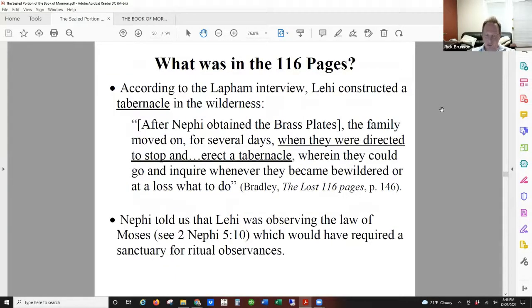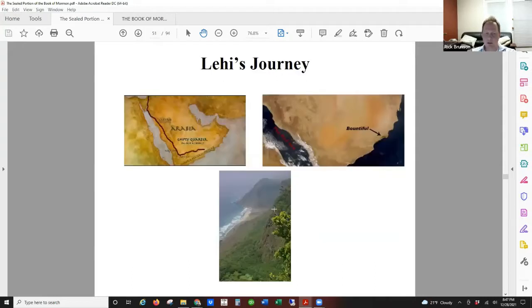But moving on. According to this Lapham interview, Joseph Smith Sr. mentioned to him that Lehi had constructed a tabernacle in the wilderness after they left Jerusalem. He said this: after Nephi obtained the brass plates, the family moved on for several days when they were directed to stop and erect a tabernacle wherein they could go and inquire whenever they became bewildered or at a loss what to do. So that's new information that may have happened. Nephi told us that Lehi was observing the law of Moses, so it would make sense. He would have required a sanctuary for ritual observances. So there's some good possibility and a little bit stronger evidence that this actually did happen.